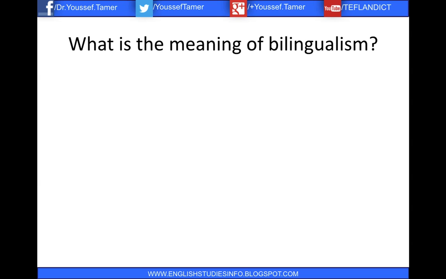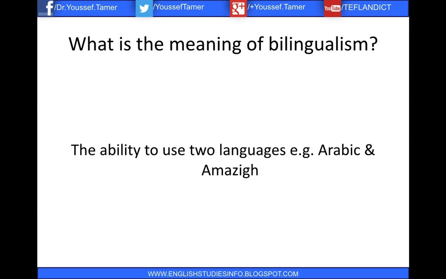Now, let's see what is the meaning of bilingualism. Simply, it is the ability to use two languages. That's bilingualism, just two. Now, for more than two, it's multilingualism, right? Bilingualism is the ability to use two languages.